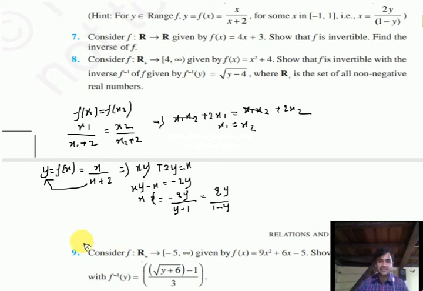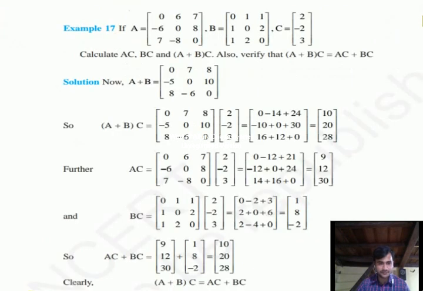So now I will explain a few matrix multiplication problems. Here I have one problem that A, B, C is given. A, C, B, C, find A plus B into C. Also verify that A plus B into C equals AC plus BC. Matrix multiplication is very easy. So here you can find A plus B easily. Then A plus B into C.